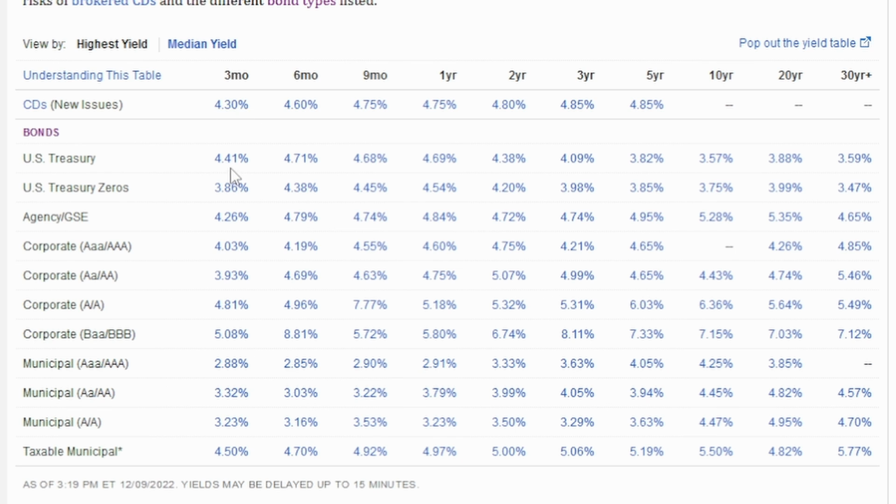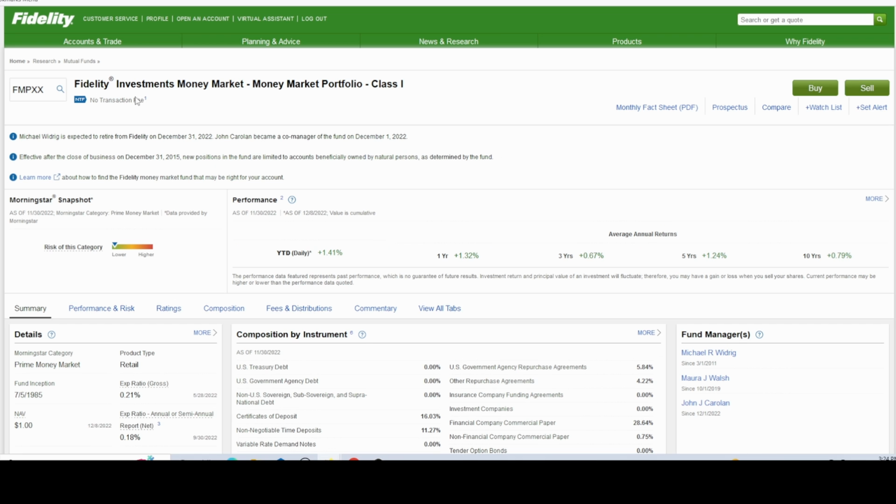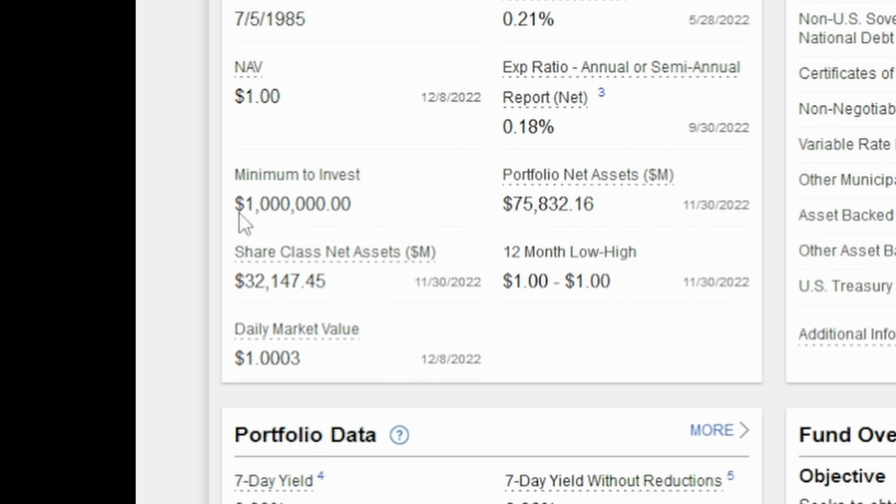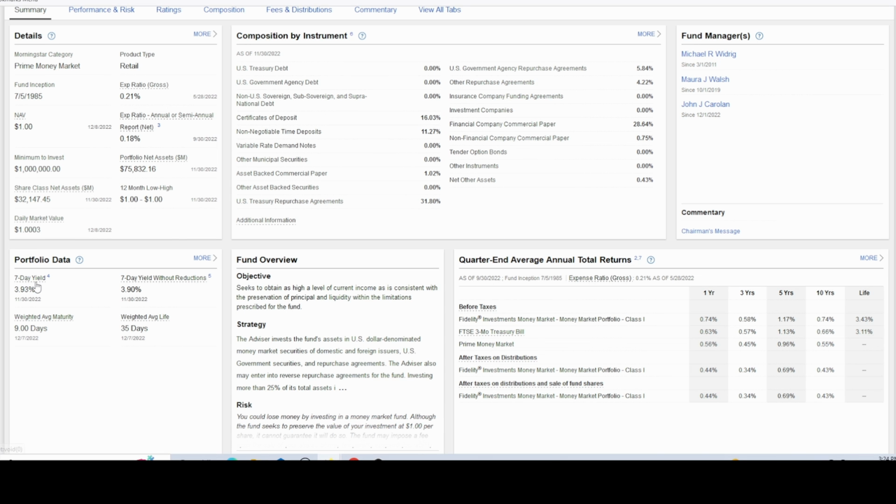So let's just compare the money market rates to the CDs and the Treasury bills. So Fidelity has this money market portfolio class 1 FMPXX, and the 7-day yield is 3.93. Not bad compared to 4.3 for the CDs. However, it has an expense ratio of 0.21, so that brings your return down to 3.7, let's say. And the minimum to invest is $1 million. So this is the premium product, and they give you a better rate.